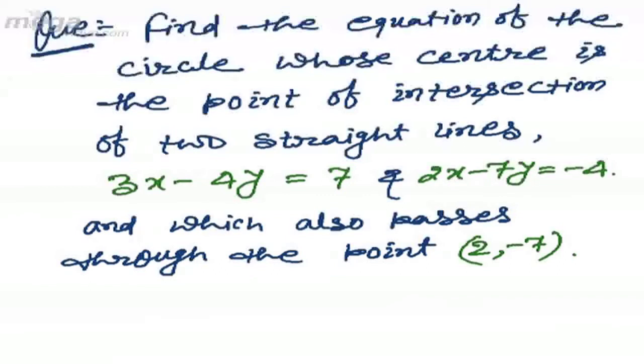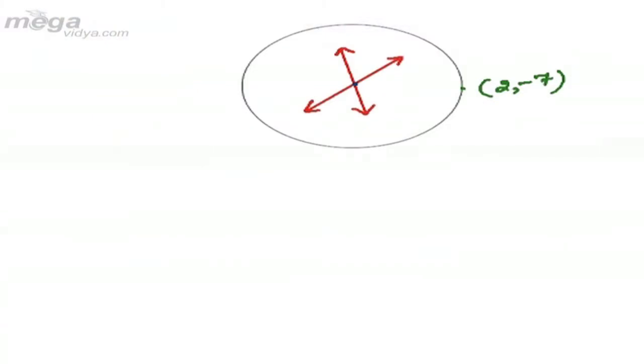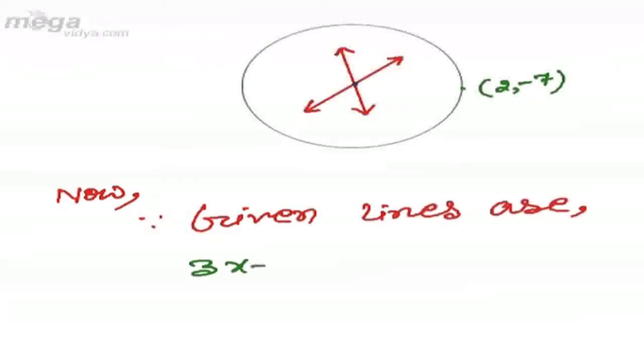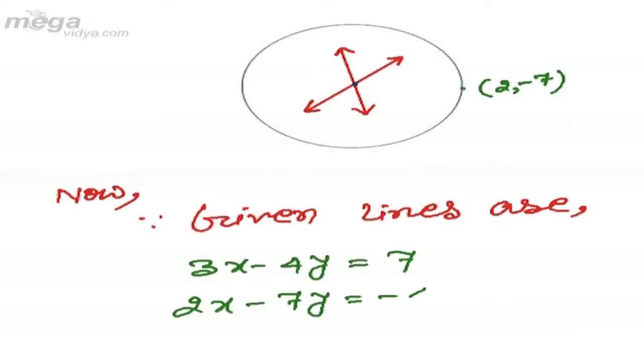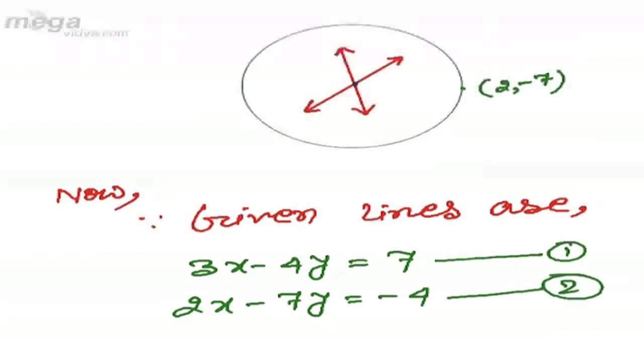So we will write here, since the given lines are 3x − 4y = 7 and 2x − 7y = −4. This we will suppose the first equation, this we will suppose the second equation, and now to get the center we will solve equations number 1 and 2.